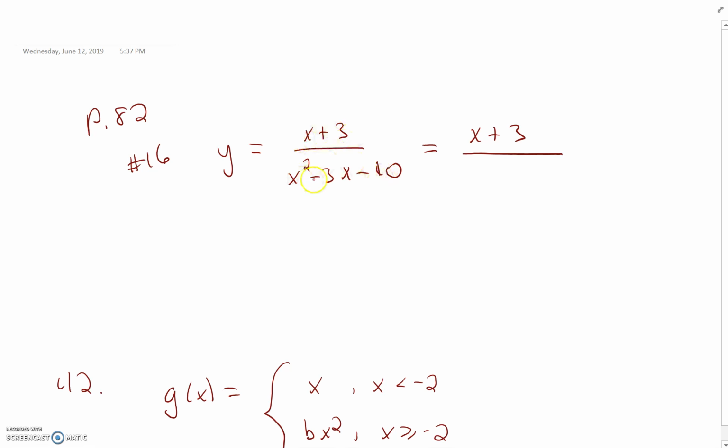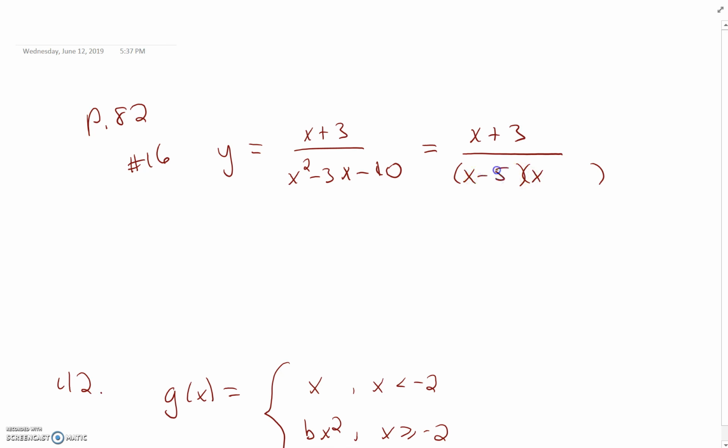Remember lines and parabolas? They're nice, smooth curves, right? They have no holes and nothing funny about them. They're easy, smooth graphs. The only place that it's discontinuous is what makes the denominator 0. That's undefined, right? So we've got to figure that out. So we've got to do a factorization, another quadratic.